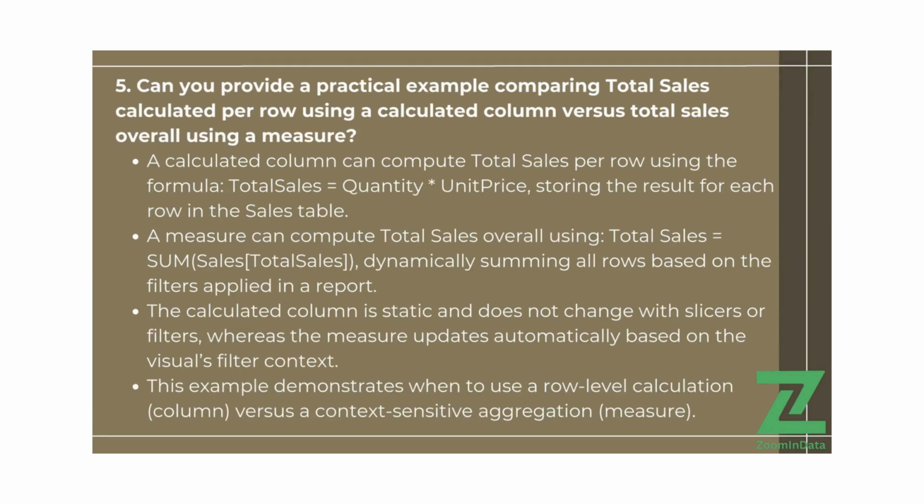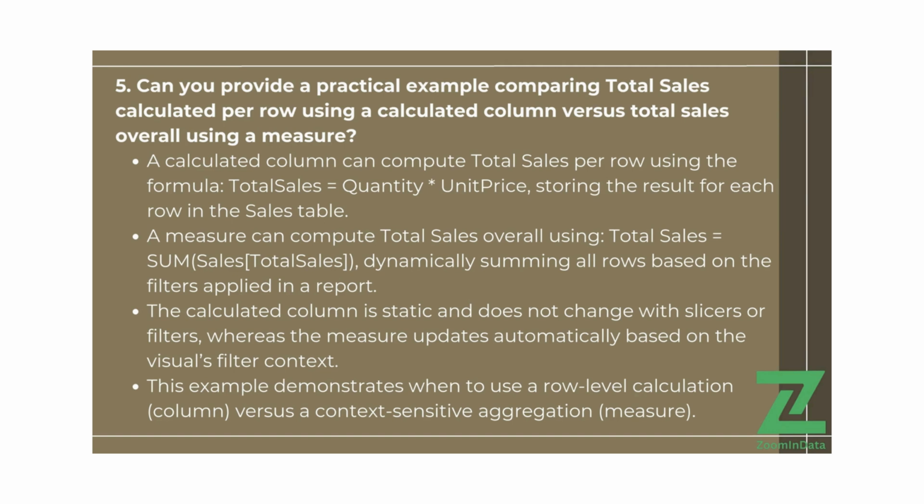Fifth question: can you provide a practical example comparing total sales calculated per row using a calculated column versus total sales overall using a measure? Let's understand the difference between a calculated column and a measure in Power BI with a simple example. A calculated column works at the row level. For instance, imagine a column called Total Sales inside the Sales table. It is calculated using the formula, Quantity multiplied by Unit Price. This value is stored for each row and stays the same, even if filters or slices are applied in the report.